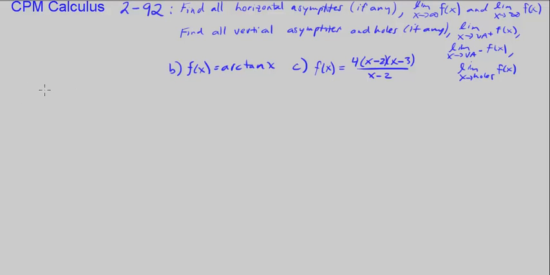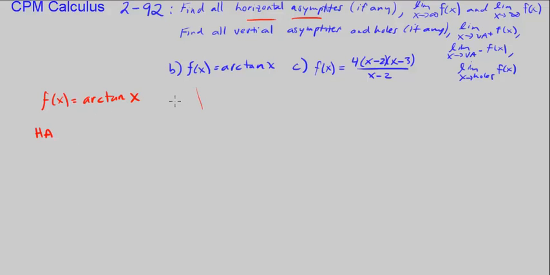We have f of x is equal to arctan of x. So let's start with horizontal asymptotes. What are the horizontal asymptotes? Again, we know the horizontal asymptotes come from the greatest power of x, but we don't have any powers of x here.